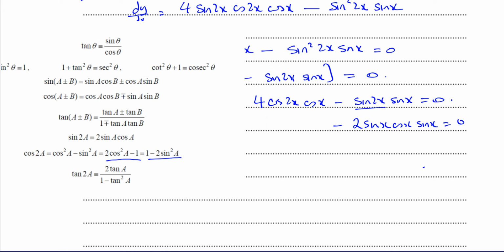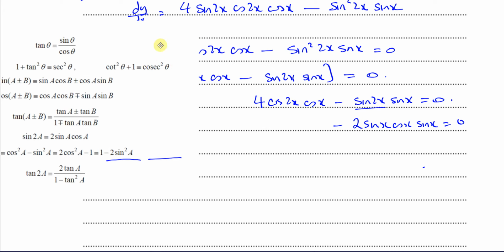So this will become then 4 times, let me write that on the outside, so you have 4 times 2 cosine squared x minus 1, and that will be times cosine x.